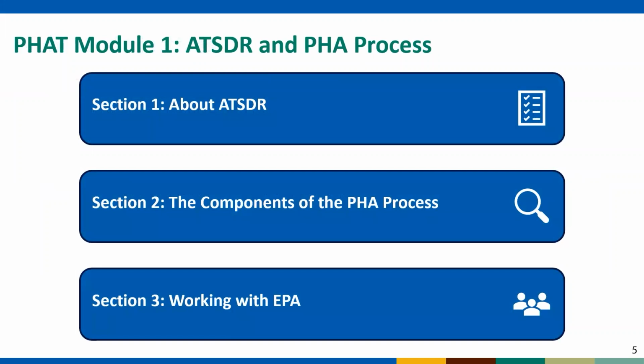We will start now by talking about Module 1. This module includes 3 sections. Section 1, about ATSDR. Section 2, the components of the PHA process. Section 3, working with EPA.